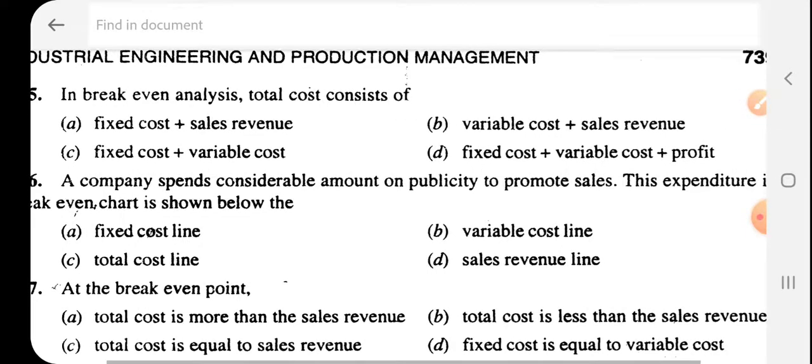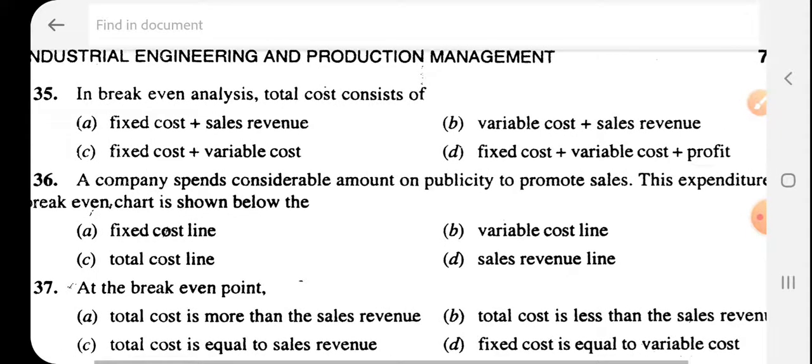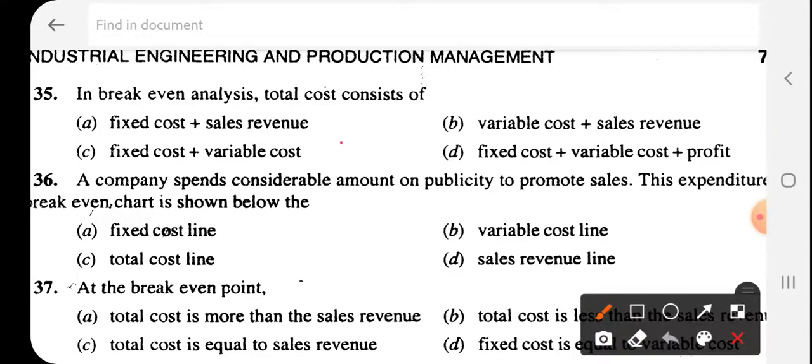Break-even analysis. In a break-even analysis, total cost consists of fixed cost plus variable cost. This is important: total cost.